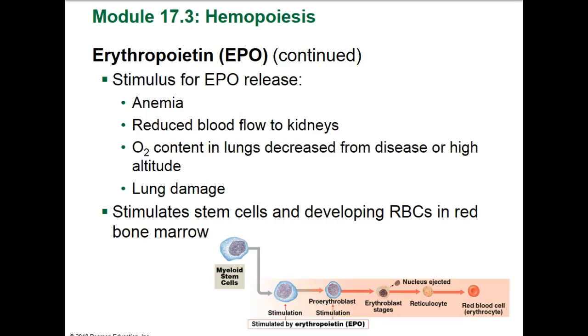So the things that stimulate the EPO are anemia, so low red blood cell count. Reduced blood flow to the kidneys will do it. Oxygen content in lungs decreasing, and that may be related to disease or high altitude. Also lung damage. Stimulates the stem cells and the developing red blood cells in the red bone marrow.